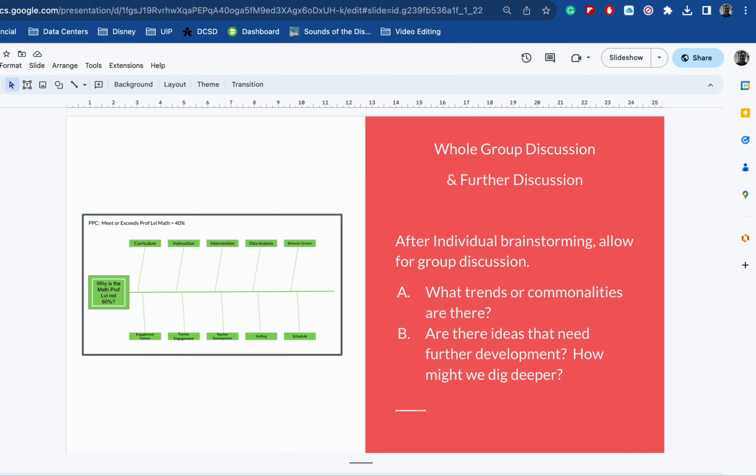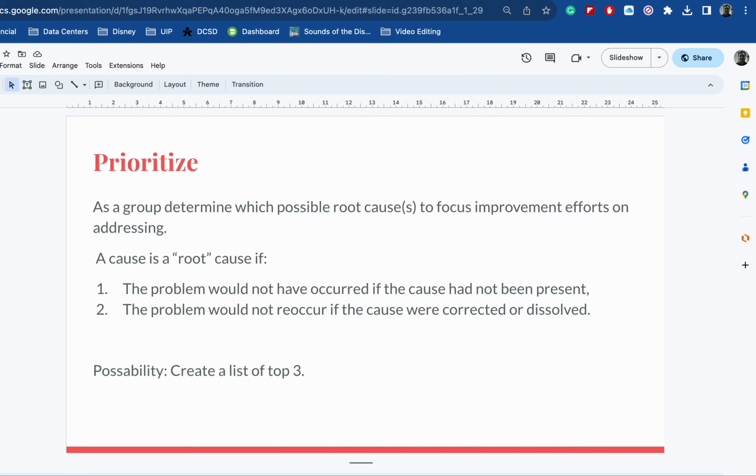What's nice about adding the categories yourself is you're ensuring that people aren't fixating on things that are outside their control. Ideally, if there's any root cause that we don't really control, we don't want to focus on that for too long. We just want to focus on the things that our building can influence and control.